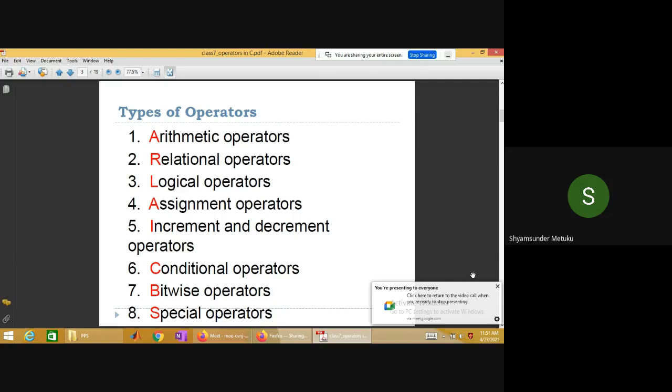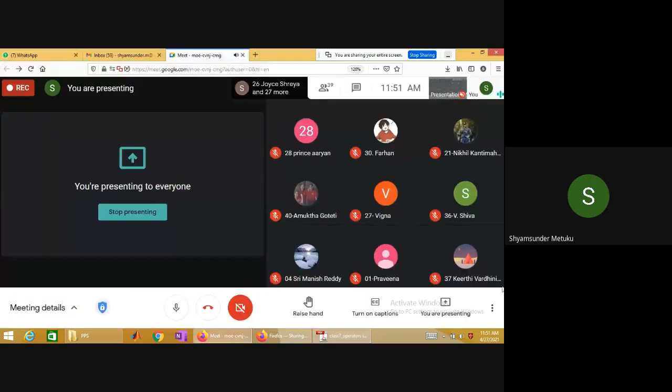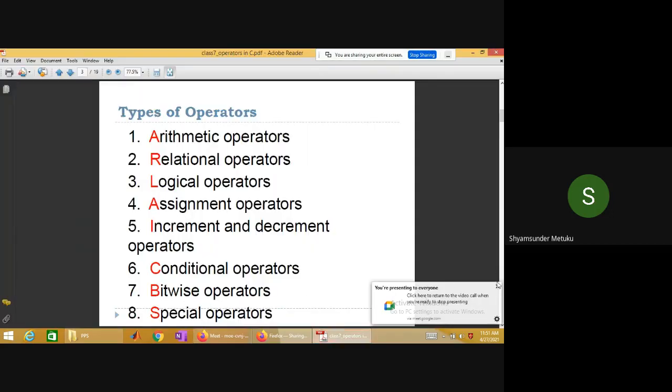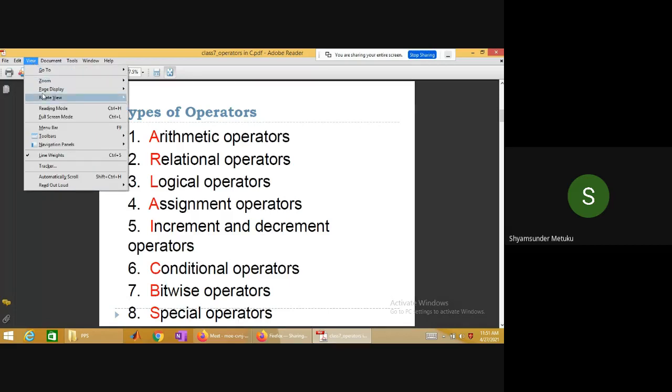Then comes the fifth group, called increment and decrement operators, where you can either increase or decrease the content of a particular variable. That is called the increment and decrement operator.